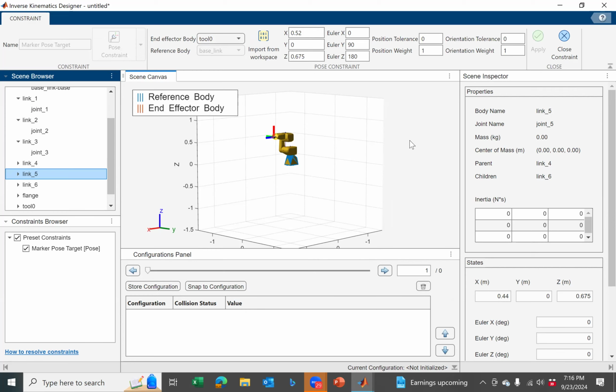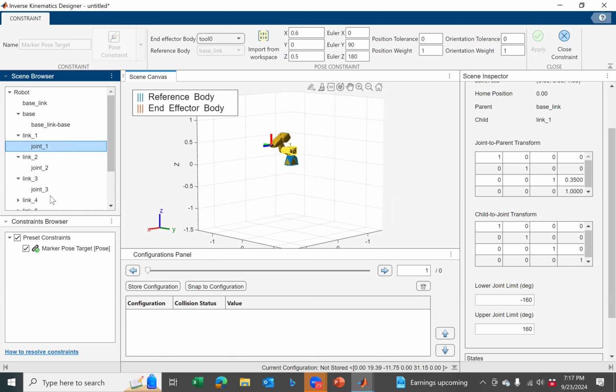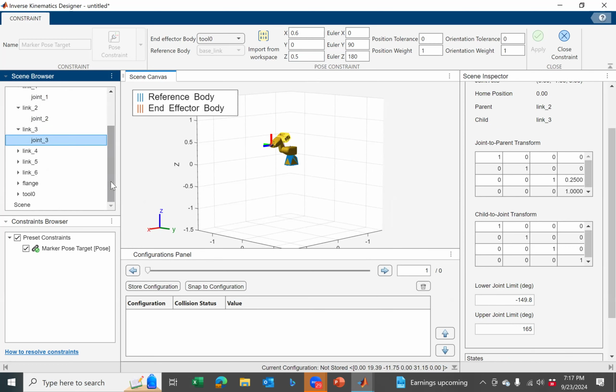Everyone understood this? So substitute values, say 0.6, 0.5, and then say apply. And then can you see that the robot will change the orientation, and you can go through the joints and you will find out the angles. So joint 1, joint 2, joint 3, joint 4. So it will solve the inverse kinematics problem for you.